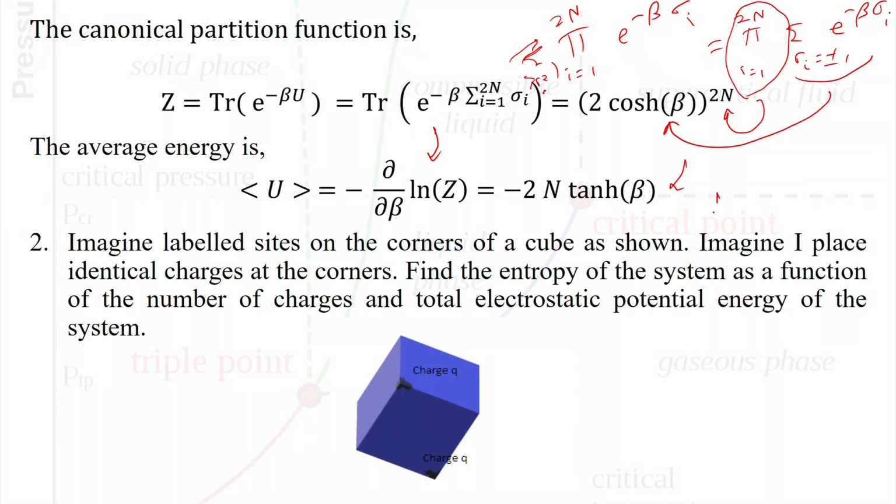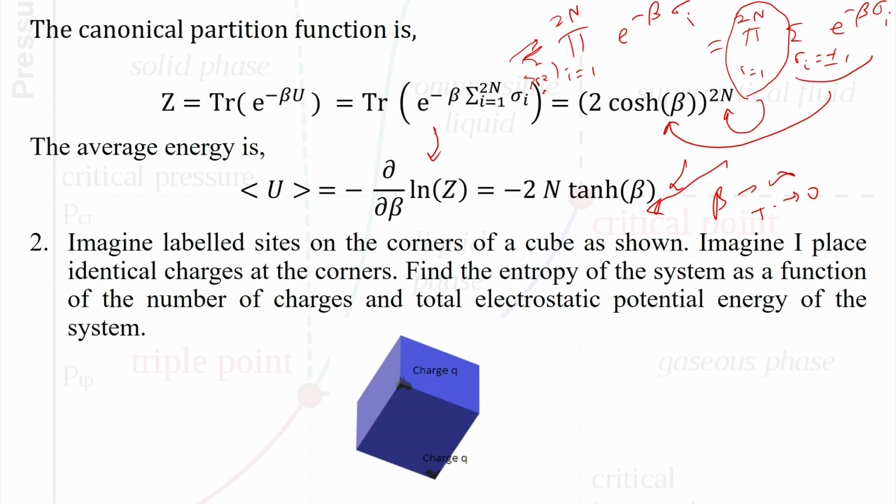So if beta tends to infinity, which is temperature tends to 0, this becomes 1. Tan hyperbolic infinity is 1, and as a result the average energy is minus 2n at very low temperatures and it's 0 at very high temperatures. So it's correct. We are able to reconcile it with our intuition, and so it makes sense.